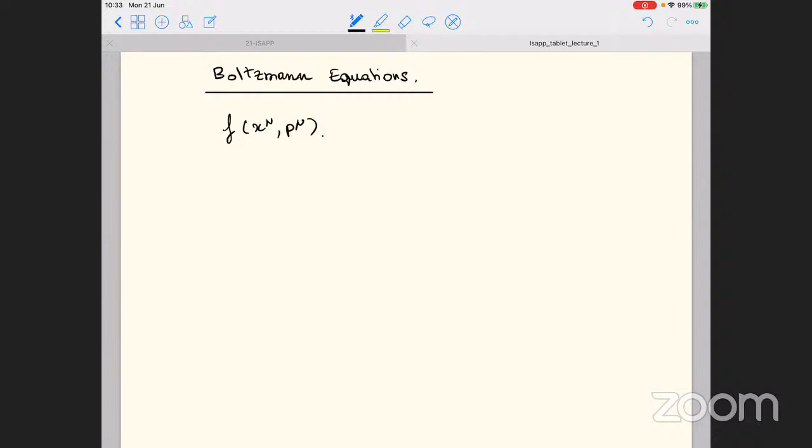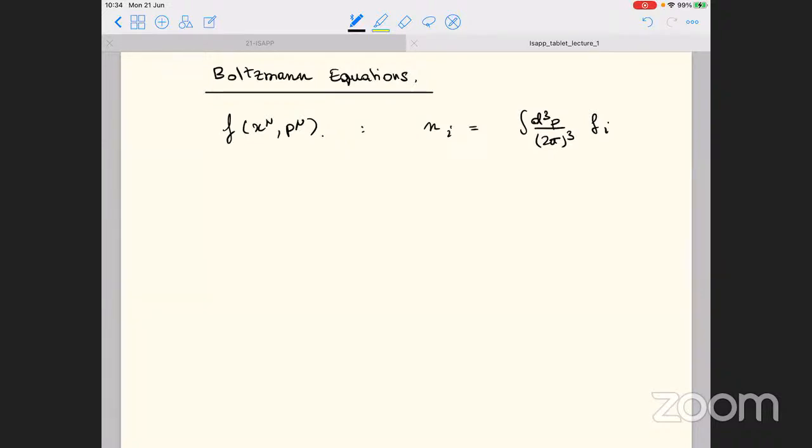Just to fix the notation, let me emphasize that in this lecture the number density of a particle is given by the integral over d3p, the 3 momenta, divided by 2 pi cubed, times the distribution function for this species.